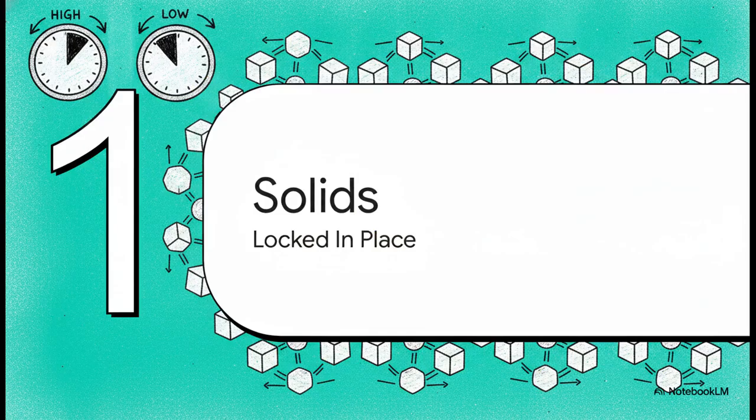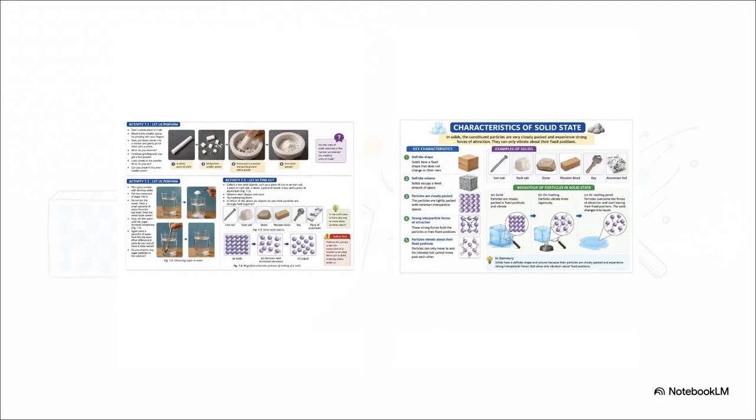universe. Section 1. Solids, locked in place. Okay, let's investigate our first state of matter by turning those master dials to their absolute extremes. Think about the microscopic makeup of everyday solid objects, like an iron nail or a block of wood. In a solid state, the particles are crammed together with the bare minimum space possible between them. But more importantly, the attractive forces holding them together are incredibly strong.